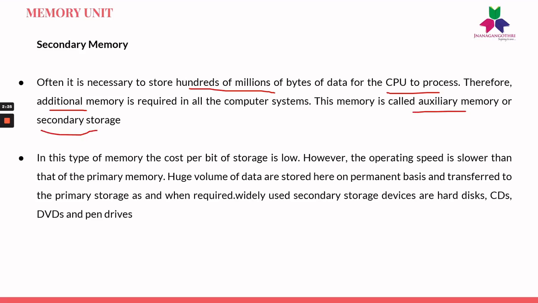In this type of memory, the cost per bit of storage is low. However, the operating speed is lower than that of the primary. Huge volumes of data are stored here on a permanent basis and transferred to the primary storage as and when required. So the data stored in this secondary storage can be transferred to primary storage whenever we need it.